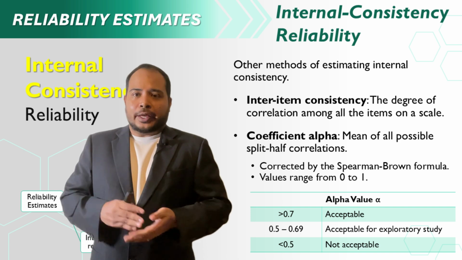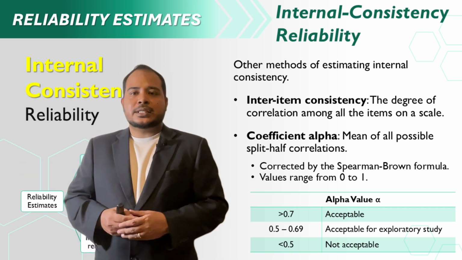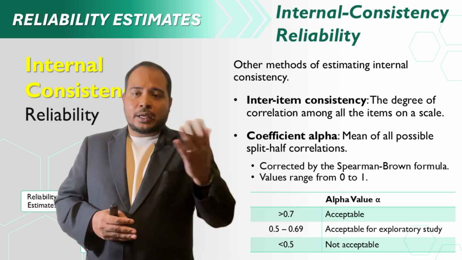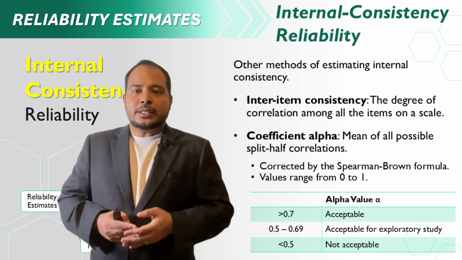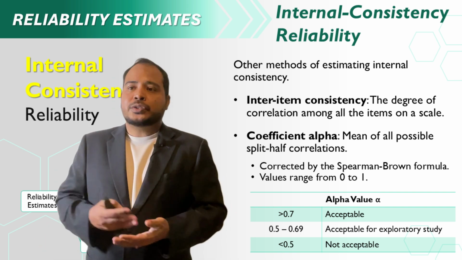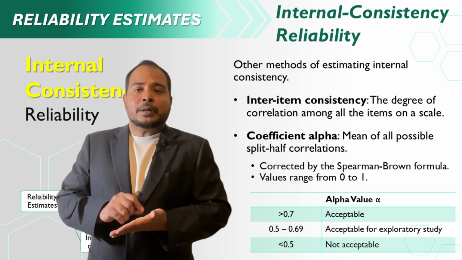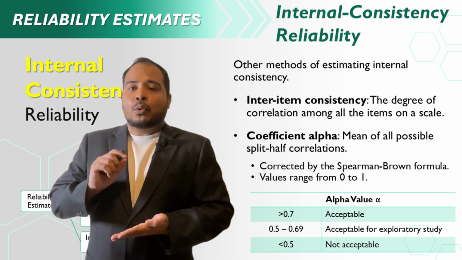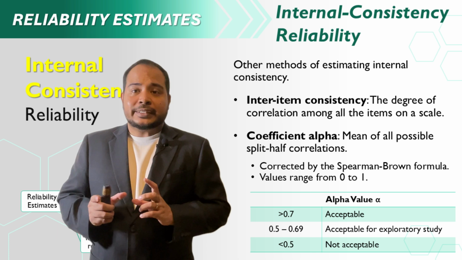However, say for example, after you calculate your Cronbach alpha, you get a value between 0.5 to 0.69. Say you got 0.6, for example. This is acceptable but with a condition. What is the condition? It's only acceptable for an exploratory study.